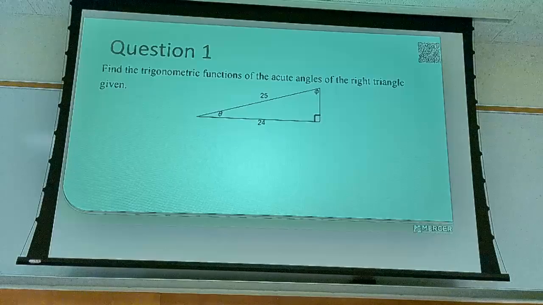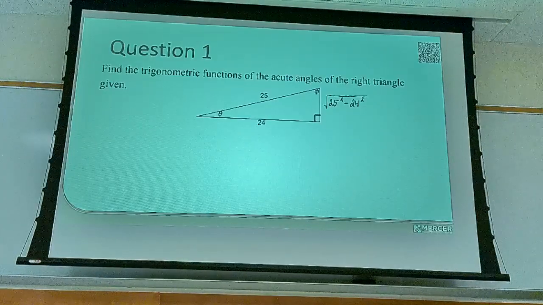What's the hypotenuse? Is it not 25? One of the lengths is 24. So the square of that missing length has to be 25 squared minus 24 squared, which means the length itself is the square root of that.